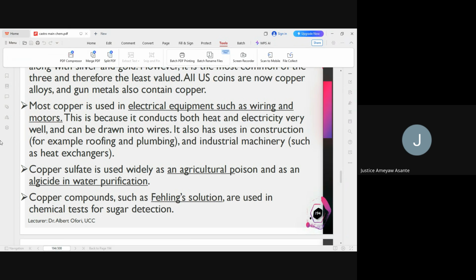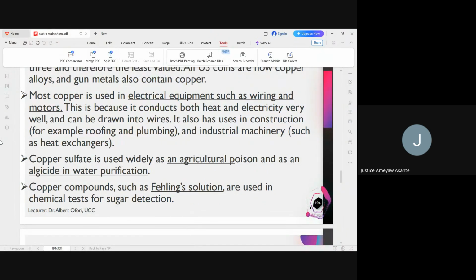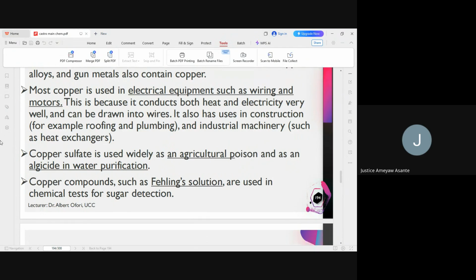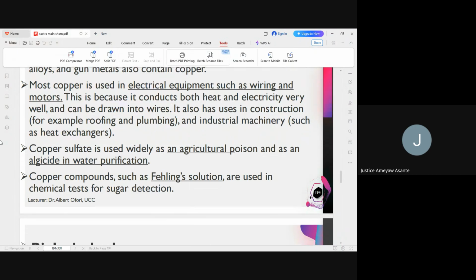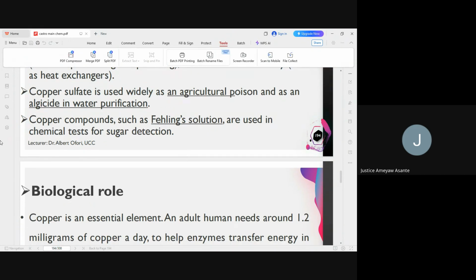Most copper is used in electrical equipment such as wiring and motors. This is because it conducts both heat and electricity very well and can also be turned into wires. It also has uses in construction, for example roofing, plumbing, and industrial machines such as heat exchangers. Copper sulfate is used widely as an agricultural poison and as an herbicide in water applications. Copper compounds such as Fehling's solution are used in chemical tests for sugar detection.